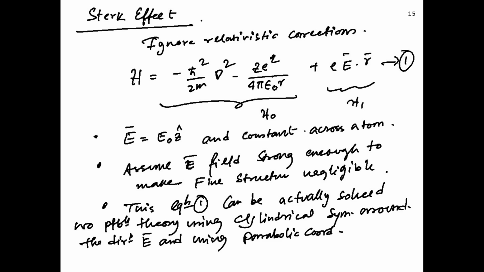In that sense, this whole equation 1 will become H naught, and the new H1 will be the fine structure terms. The H naught part we know, and the H1 is the part which we do not know. So let us do the perturbation theory and exploit the cylindrical symmetry around the z direction, because the original problem has spherical symmetry, but after I apply an electric field in the z direction, the spherical symmetry is destroyed, and the new problem has only cylindrical symmetry along the axis z.